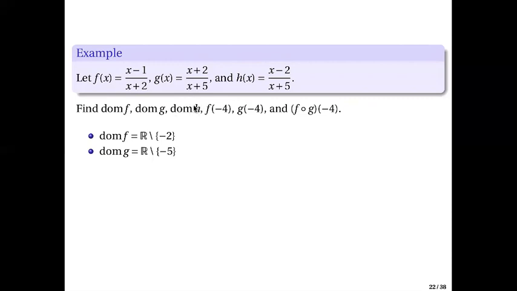And next, the domain of h. This is your function h. And notice the denominator is also x plus 5. So we have the same domain for h as the domain of g. So the domain of h is the set of real numbers except negative 5. Questions so far?